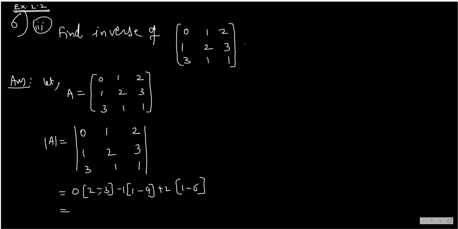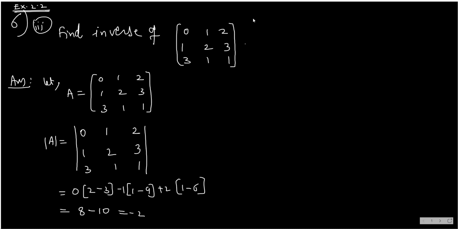So you get, this is 0 into anything is 0. Here you get plus 8, minus 1 into minus 8. and here you will get minus 10. This is 2 into minus 5, which is minus 10. So minus 2 is the determinant. What is determinant? Minus 2.